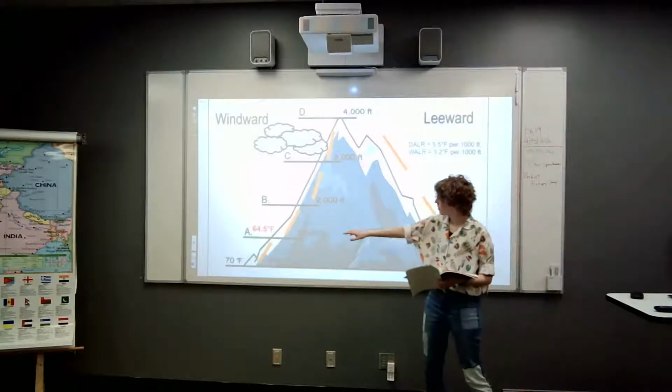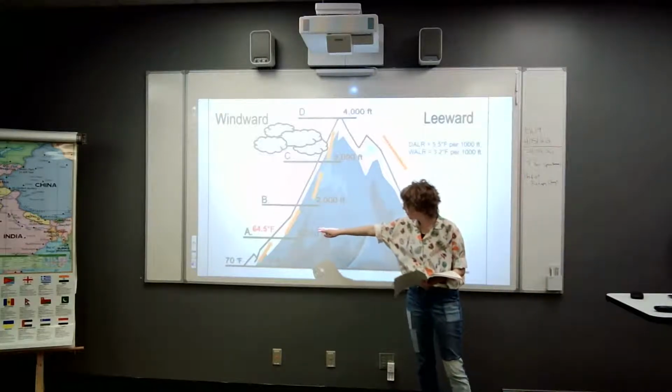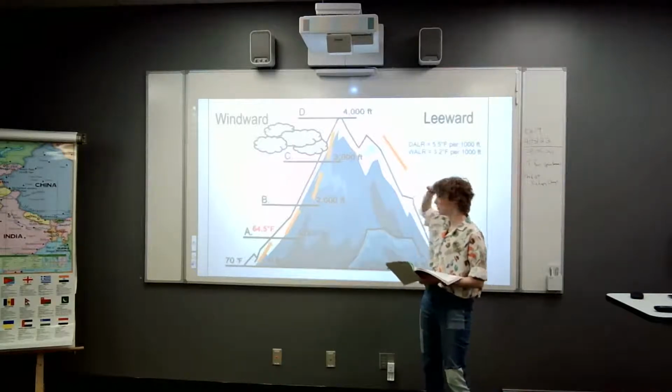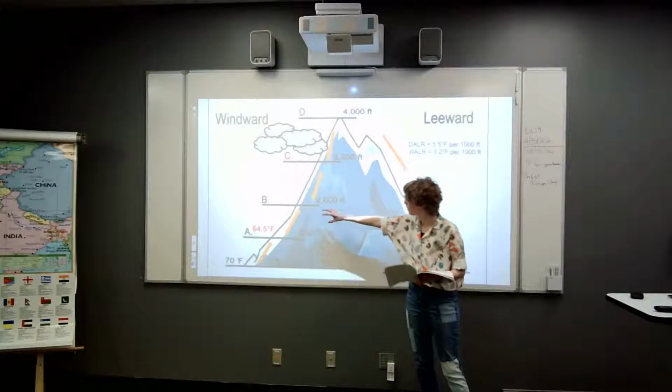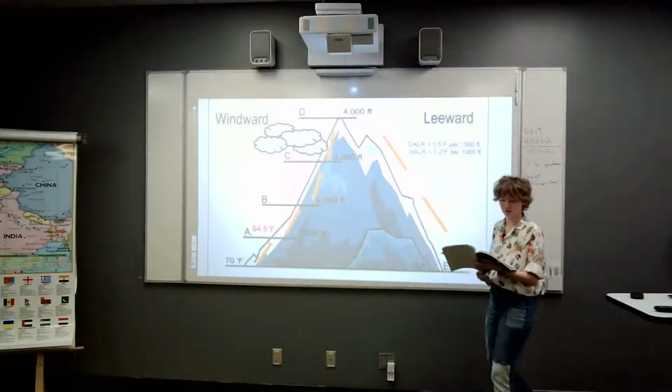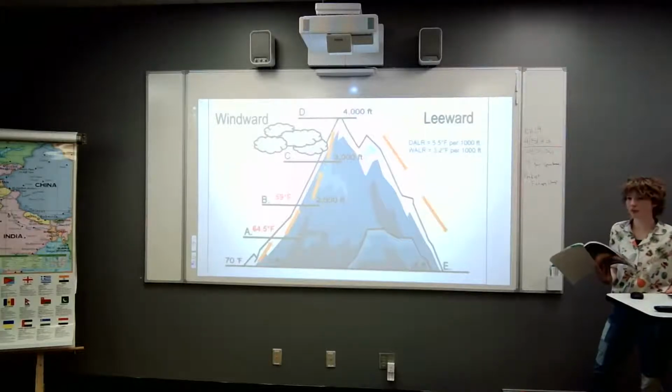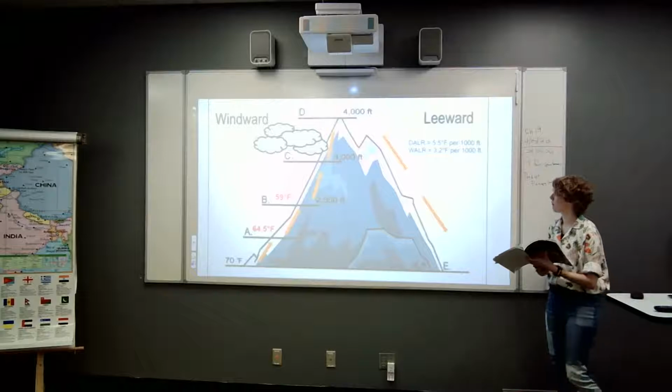So we've gone up 1,000 feet. Now if we're going from A to B, again, 1,000 feet. Do we see any clouds? No, we don't see any clouds. So we know it's still dry. We're still using the dry lapse rate. So that ratio is still going to be 5.5 per 1,000 feet. We get 59 degrees Fahrenheit.